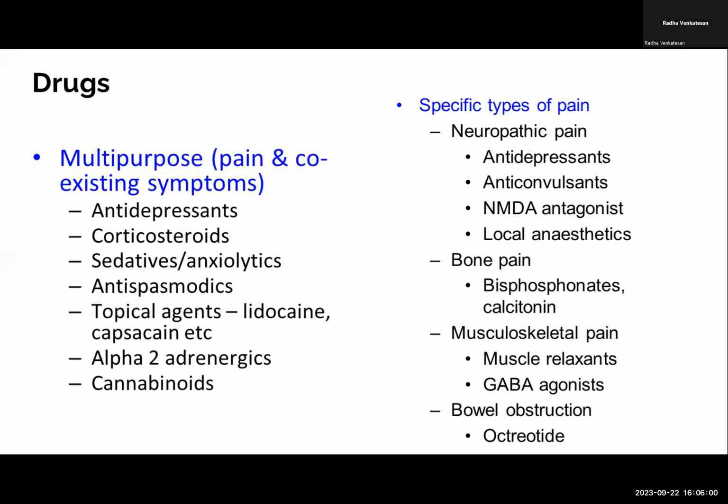On the other side, for neuropathic pain, antidepressant is the first line, anticonvulsant next, then NMDA antagonist, local anesthetic. For bone pain, bisphosphonates and calcitonin. For musculoskeletal pain, muscle relaxants and GABA. For bowel obstruction, you have something called octreotide. So this is just an idea. We have seen many drugs and how and when they are used.